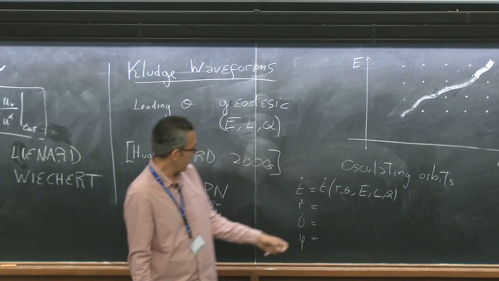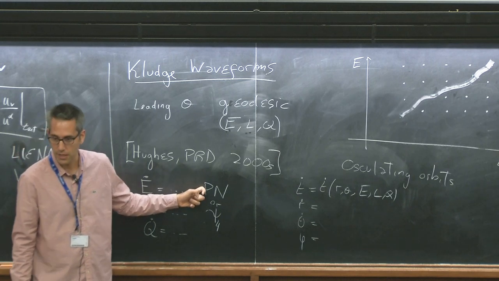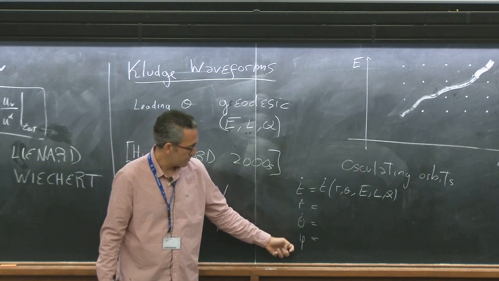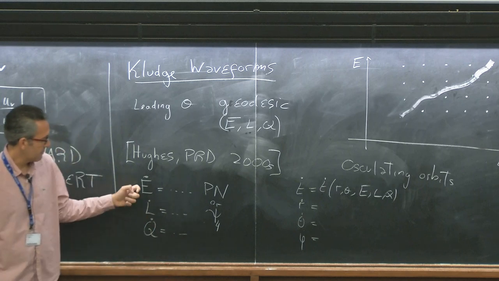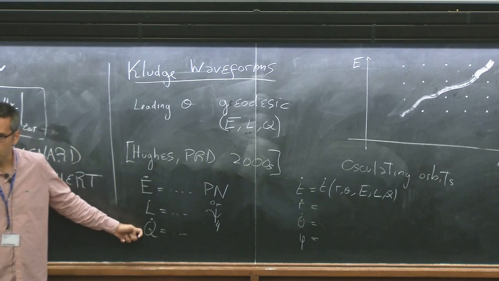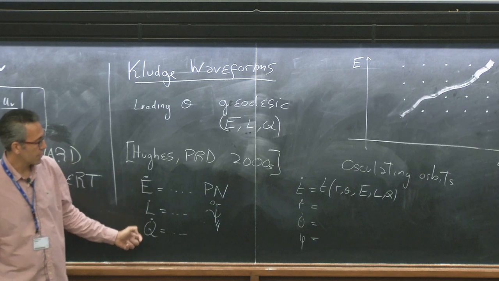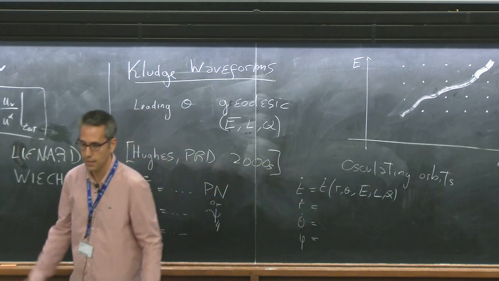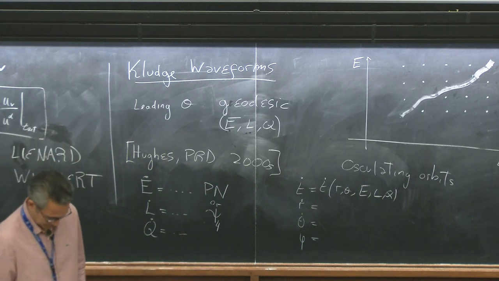So what you could do is, if you have some sort of analytic way to prescribe E dot and L dot and Q dot, say from post-Newtonian theory, then instead of just solving these equations numerically in a computer, you can solve these equations enhanced by these equations, which now means that your constants are no longer constant, but they're varying on a different time scale, but they're varying. So if you do that, then that's another way of implementing this idea of oscillating orbits. Okay? Great.